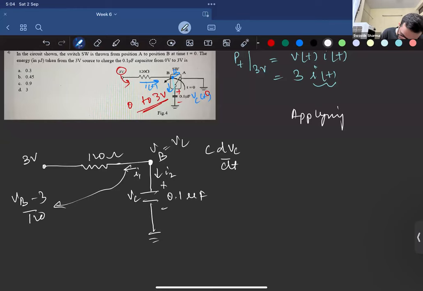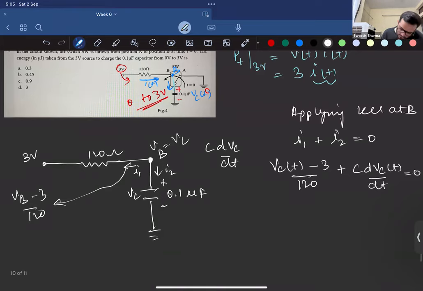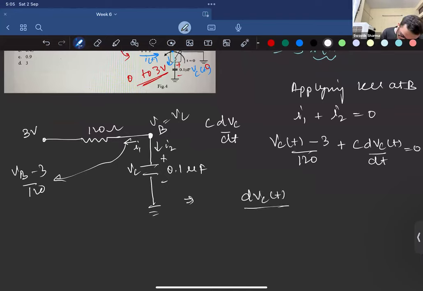Applying KCL at B. So I1 plus I2 is equal to zero, right? There are only two currents emanating from B and no current coming into that B node. So what is I1? I1 is (VC minus 3) by 120, and I2 is the current flowing through the capacitor, which is C dVC(t) by dt. So let's rewrite the equation. It would be dVC(t) upon (VC(t) minus 3) is equal to minus dt upon 120C. Is it correct? This is correct, right?